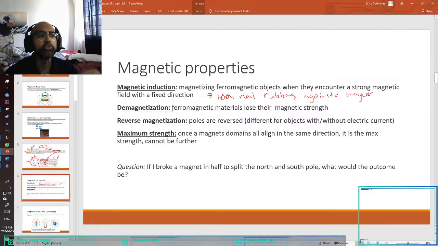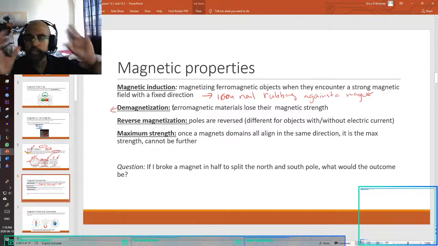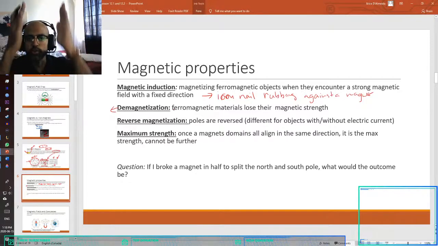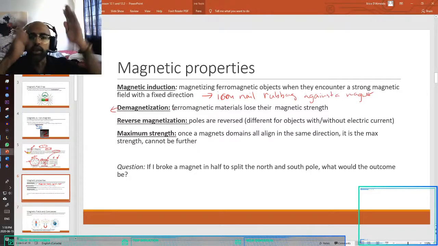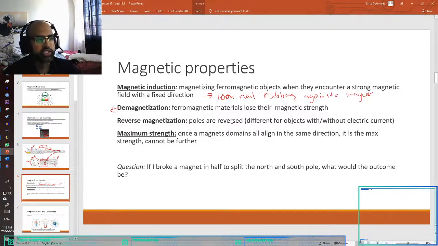Demagnetization is when you lose the strength. This is done by, well, let's say if we're talking about those paper clips, if you leave them away from the magnet for a long enough period of time, eventually, because we know from kinetic theory those atoms are wiggling and jiggling about, those domains don't want to stay aligned for long. Eventually random motion will cause them to deviate. Reverse magnetization is very difficult. It's when you reverse the poles of an object without using electrical current. I'm going to skip this one.